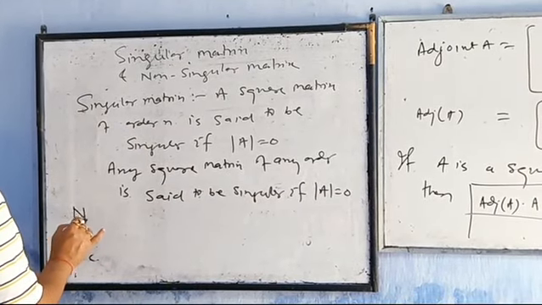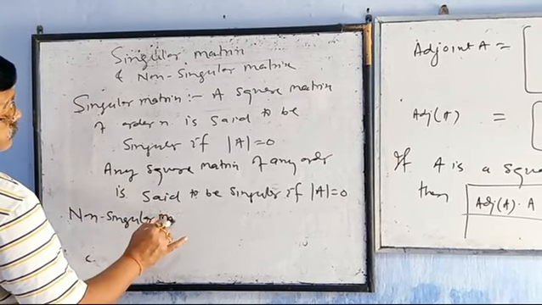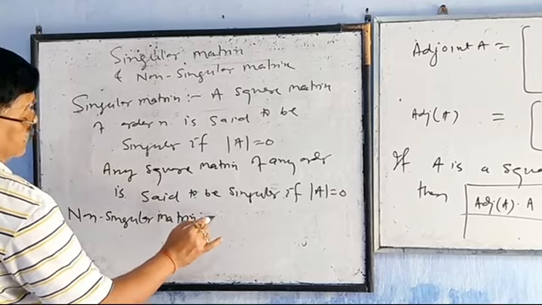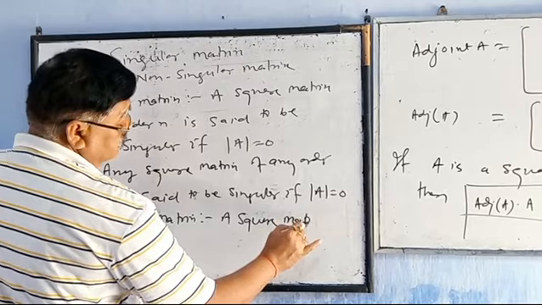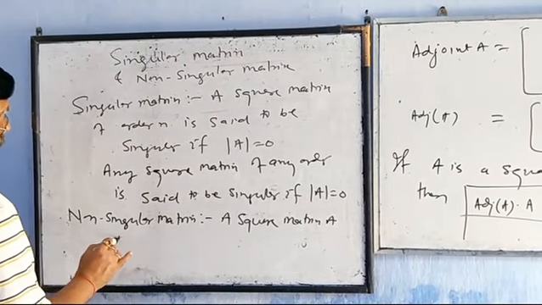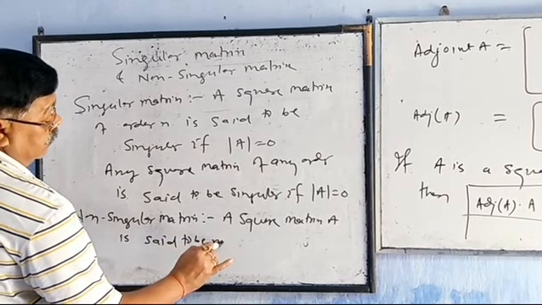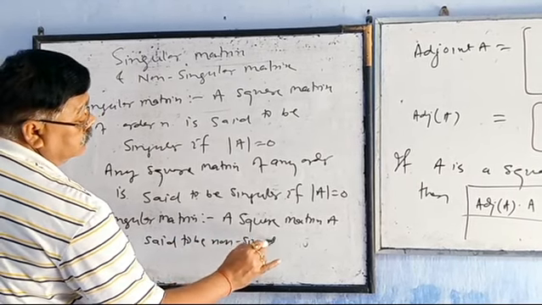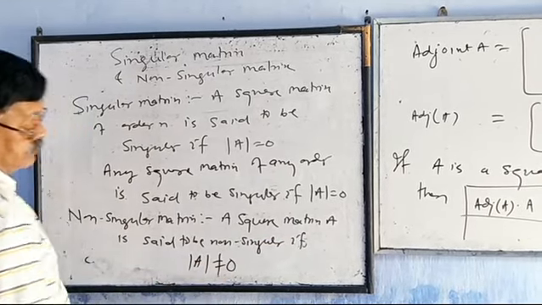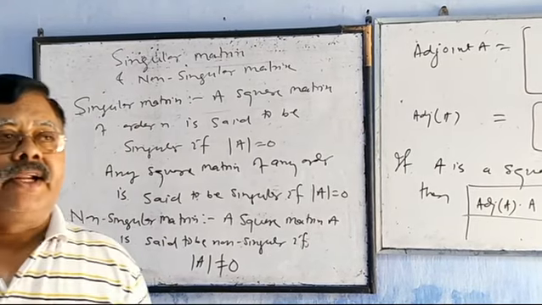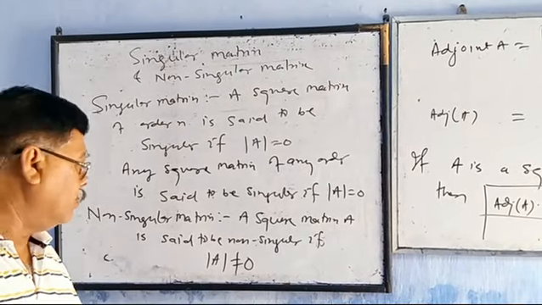For a non-singular matrix, a square matrix A is said to be non-singular if its determinant is not equal to 0. Any square matrix whose determinant is not equal to 0 is called non-singular.